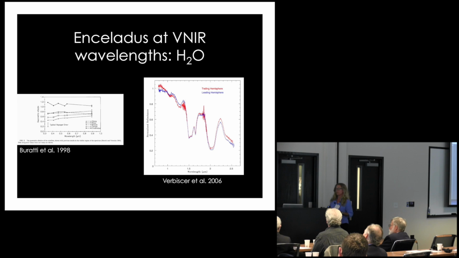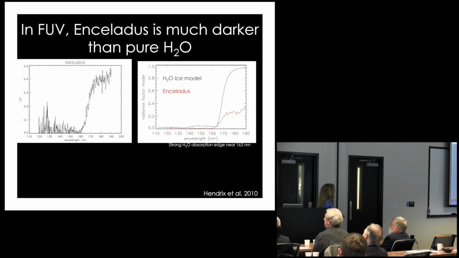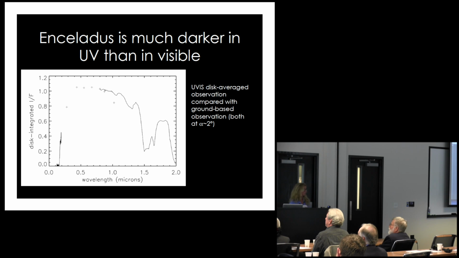But when we look in the far ultraviolet, we get a spectrum like this, where we see that it's bright at wavelengths longward of about 165 nanometers. There's a very strong drop off, and then it's pretty dark shortward of that. And this is very typical of water ice, okay? So again, it looks like water ice in the far UV. However, when we compare with a model of water ice, which is shown right here, we can see that although Enceladus displays the water ice absorption edge, it's a lot darker than pure water ice would be. So we need to understand what else is on the surface of Enceladus that makes it dark compared to water ice.